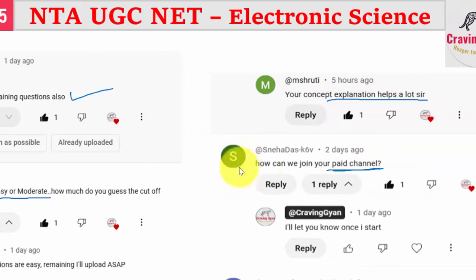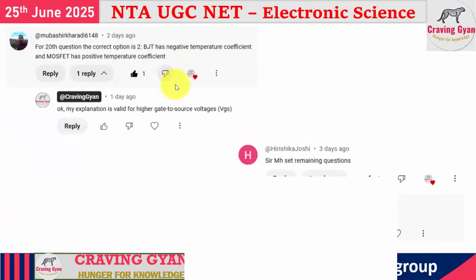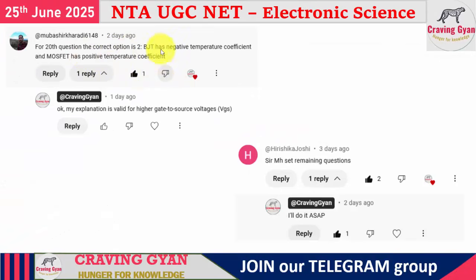Okay, thank you. Sneha has commented, how can we join a paid course? I will let you know once I start with the things, right? And for the 20th question, BJT will have a negative temperature coefficient and MOSFET will have a positive temperature coefficient. Yes, my explanation is valid only when the gate to source voltage is of high value, but your explanation is correct. Mubashir, your answer is correct. Hirshika Joshi has commented that you please complete the remaining MHSET questions also. Yes, we will be completing as soon as I can.